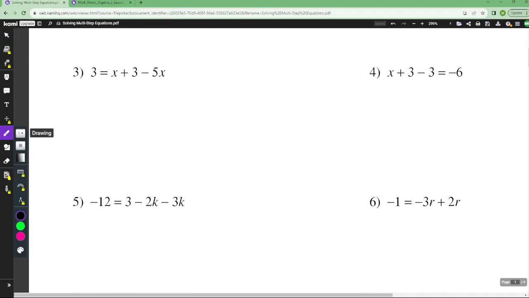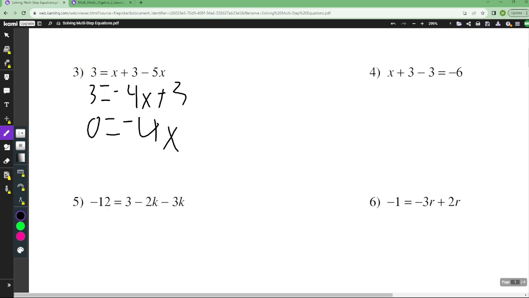Number 3, 3 equals x plus 3 minus 5x. You can combine like terms, get negative 4x plus 3 equals 3. Subtract 3 from both sides, get 0 equals negative 4x. Divide negative 4 from both sides, x equals 0. Because 0 divided by any number except 0 is 0.